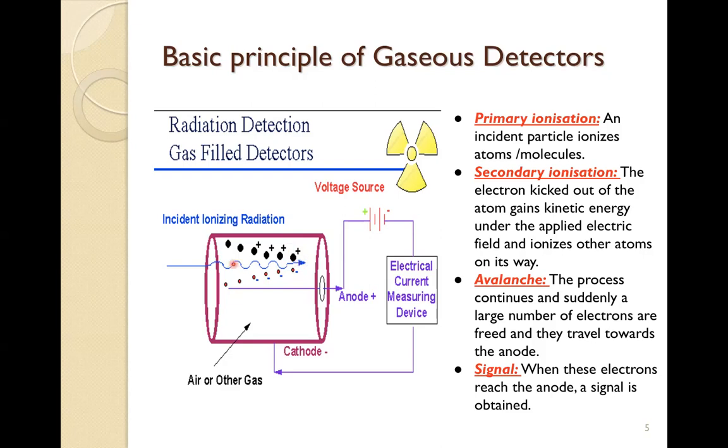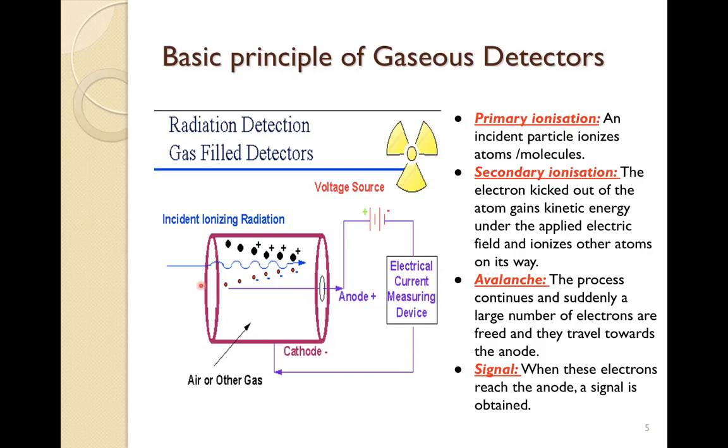Now, once the incident charged particle enters the gas volume, there will be some collisions between this charged particle and the gas molecules, and some electrons and ions will be produced. The electrons produced by this first interaction are called primary electrons, and this process is called primary ionization. So once the incident particle ionizes the gas atoms or molecules, this process is called primary ionization.